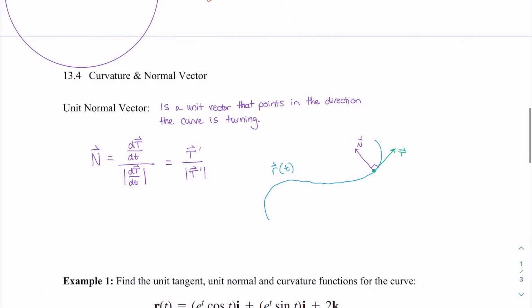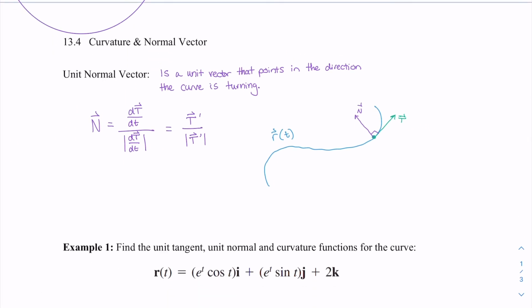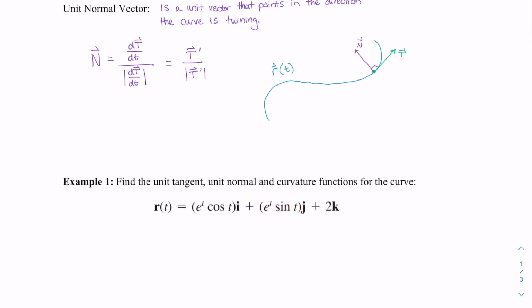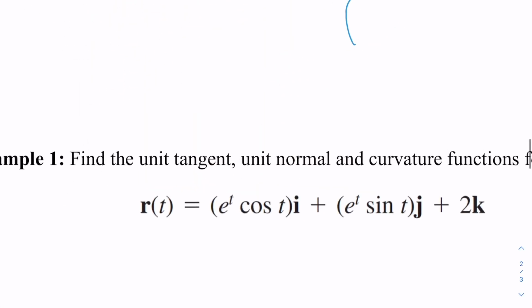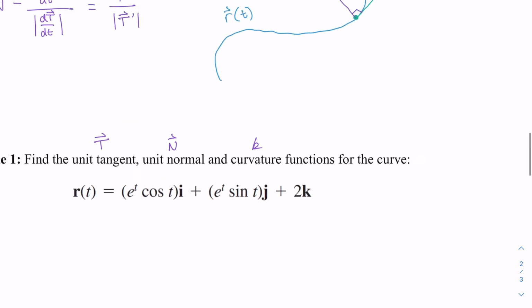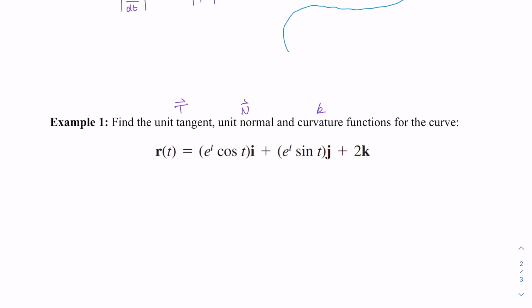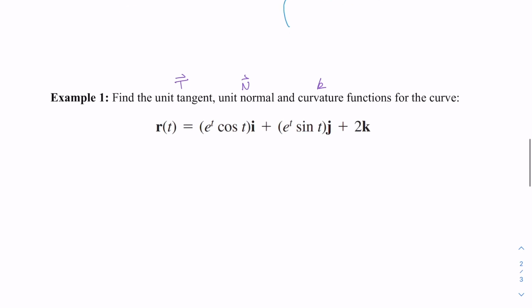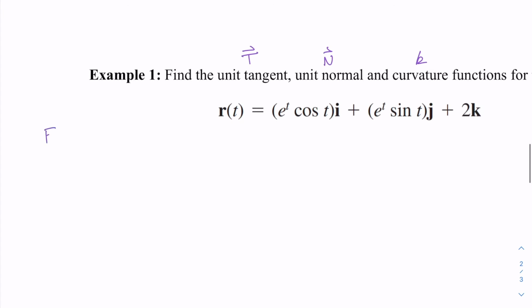So let's try this out in an example. The example is asking us to find the unit tangent, the unit normal, and the curvature kappa for this curve where r of t is equal to e to the t cosine t i plus e to the t sine t j plus 2k. So let's just start out by finding our unit tangent vector. So let's find this first.